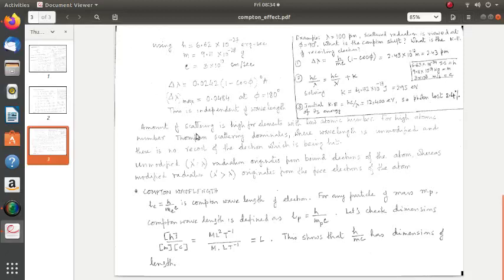Now let us read this. The amount of scattering is high for elements with low atomic number. For high atomic number, Thomson scattering dominates, where the wavelength is unmodified and there is no recoil of the electron which is being hit. Unmodified, that is lambda equal to lambda dash, and this radiation originates from the bound electrons of the atom, whereas modified radiation, lambda dash greater than lambda, originates from the free electrons of the atom.